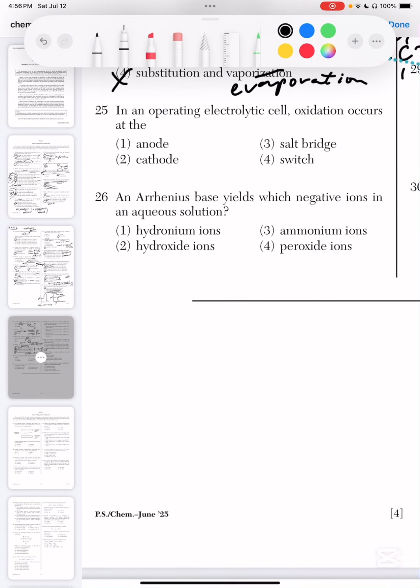In an operating electrolytic cell, oxidation occurs at the anode. It starts at the anode, electrons are lost there. Or you can remember, An Ox, Red Cat.